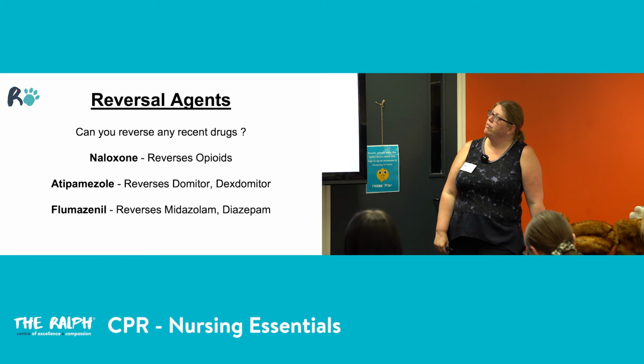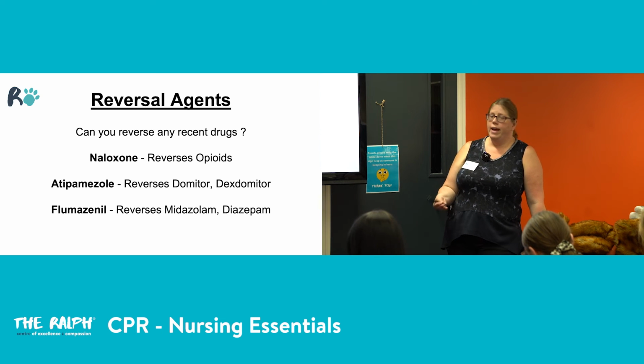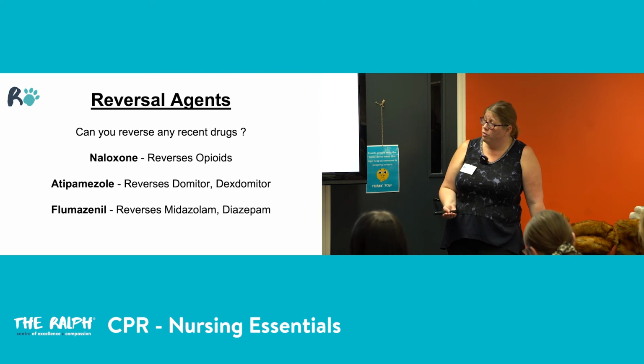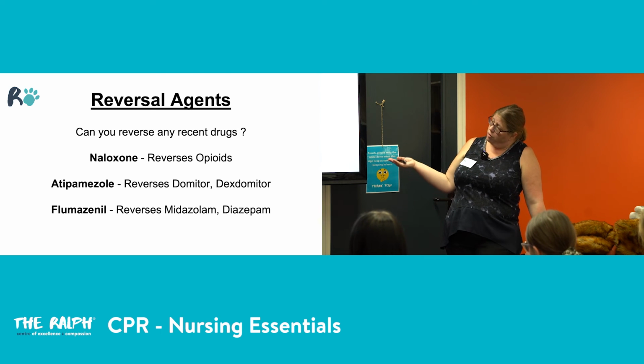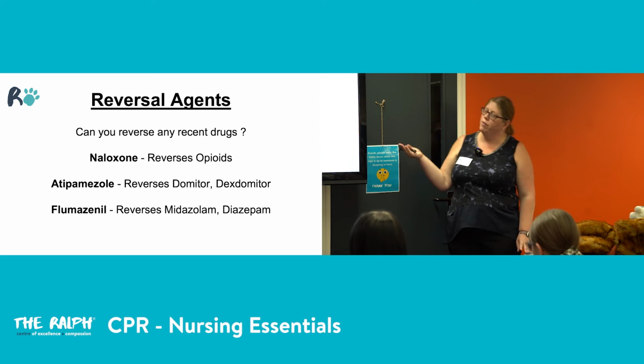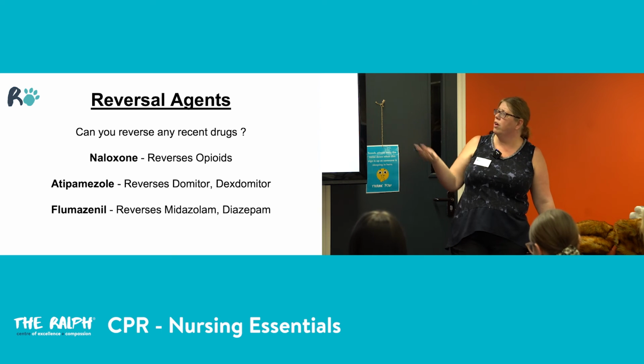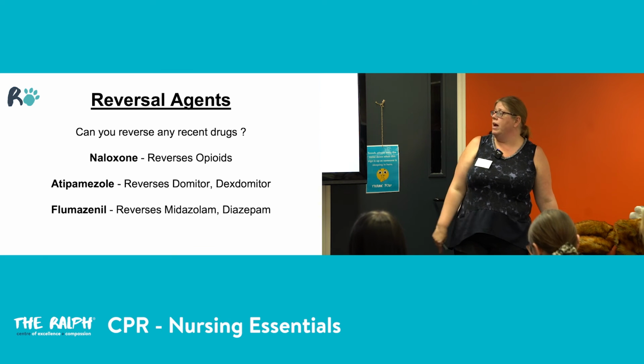And then reversal agents, that's something you need to think about. When this animal crashed, had it had any recent drugs? That's one of the first things we try to think about. If it has, or even if it's not that recent, we will tend to reverse them. So these are the 3 main ones we have. We've got naloxone, which reverses the opioids. We've got atipamezole, which reverses Domitor and Dexdomitor. And flumazenil, which reverses midazolam and diazepam.